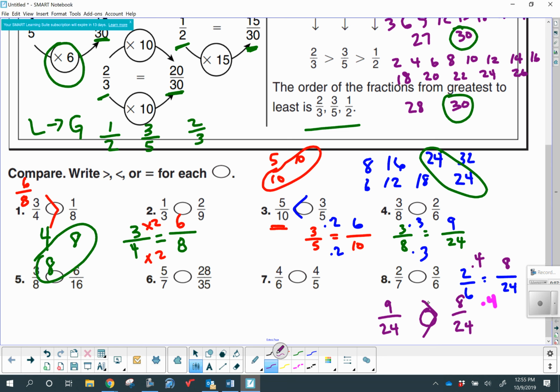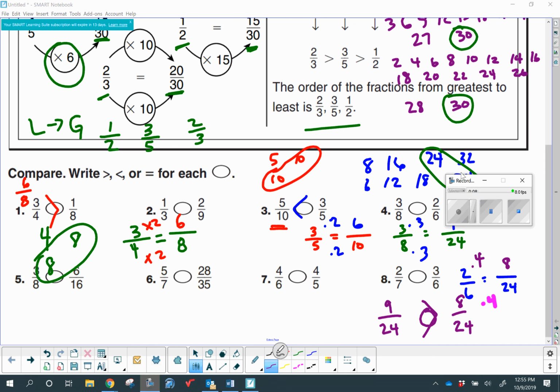Okay, so you have tried number 2. I've done 1, 3, and 4. I'd like you to try the examples 5 through 8, and then check your answers to make sure that you have done it properly. And if you have any questions at all, please ask me.